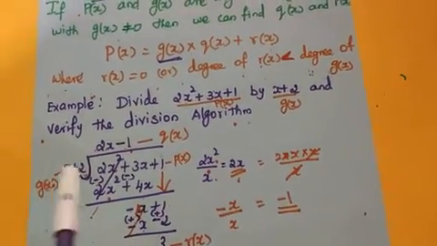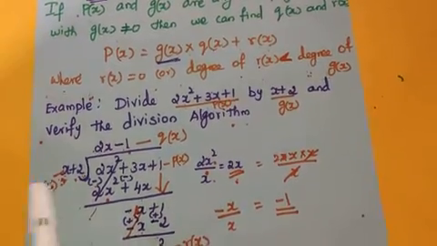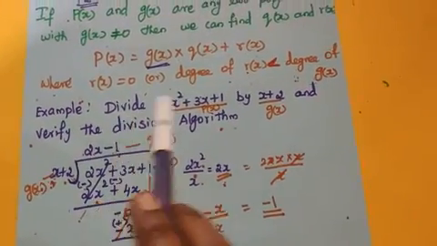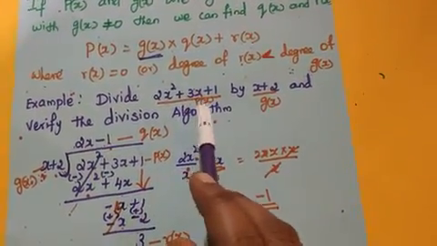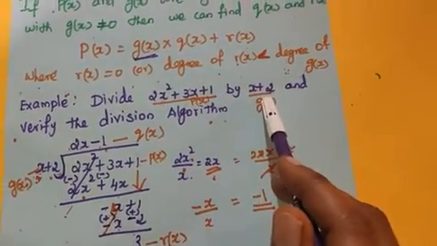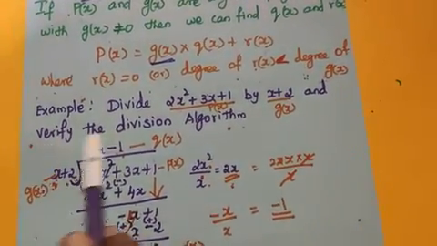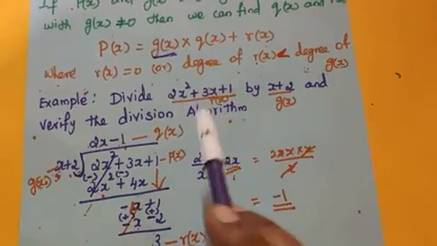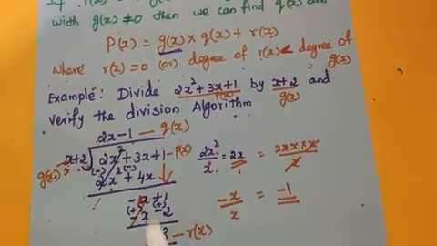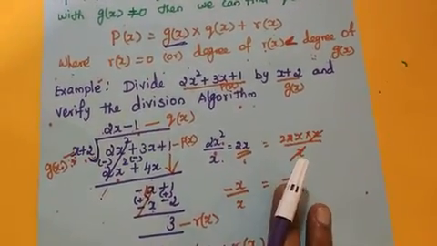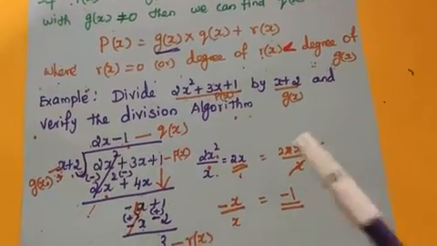Now I will explain an example so that it is easy for you to understand. Divide 2x squared plus 3x plus 1 by x plus 2 and verify the division algorithm. Here we are going to use the long division method, which you learned in class 9.